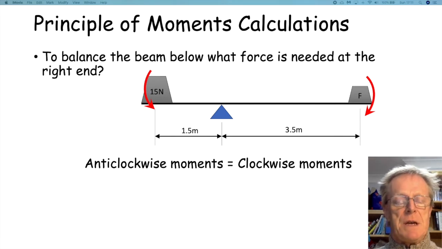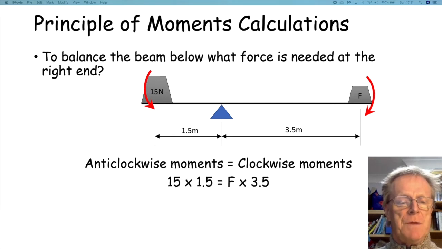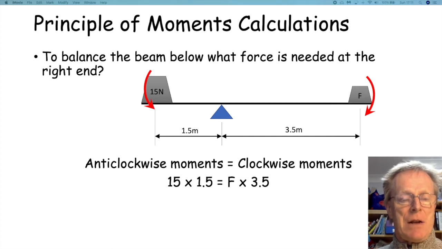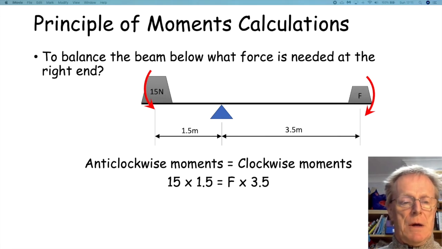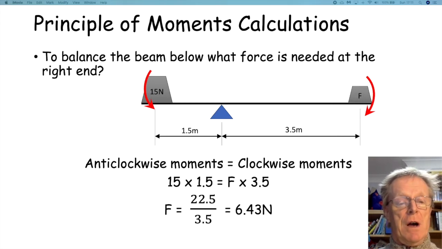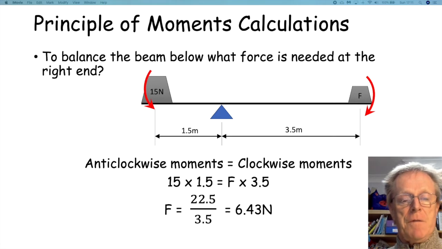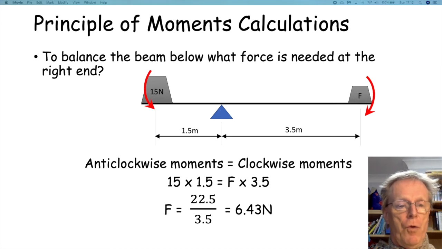So what we can say is that 1.5 times 15, which is 15 newtons times 1.5 meters, is trying to turn it anti-clockwise. That equals the clockwise moment on the other side, which is F times 3.5. So all you need to do is to multiply 1.5 times 15 to give you 22.5, divide that by 3.5, and you get 6.43 newtons. That's the force on the right hand end, and that should balance the beam.